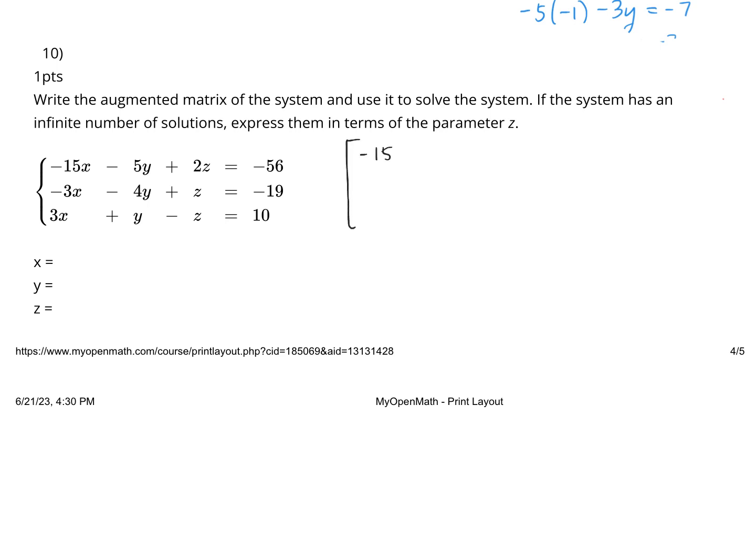We would just write negative 15, negative 5, 2, negative 56, negative 3, negative 4, 1, negative 19, 3, 1, negative 1, 10. Now we can move forward and use this matrix in order to solve the system, or we can use the elimination method. So I'm going to propose using the elimination method rather than the matrix algebra.